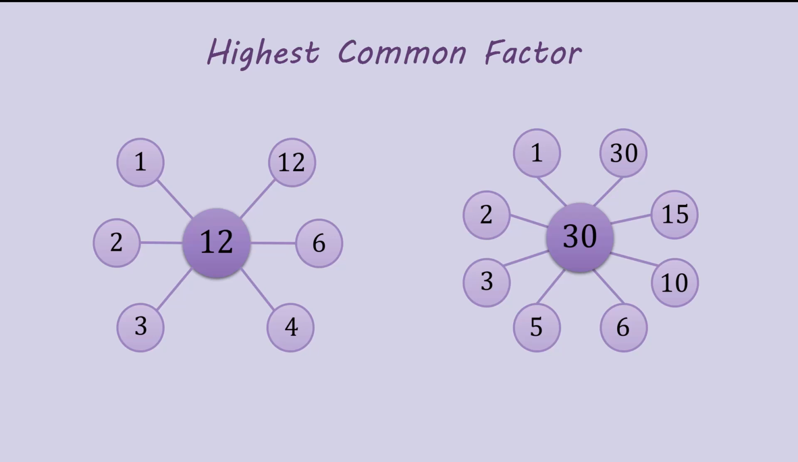Which factors are common to both numbers? 1, 2, 3, and 6 are factors of both. Which factor is the highest? Well, 6 is the highest or largest. Therefore, 6 is the highest common factor of 12 and 30.